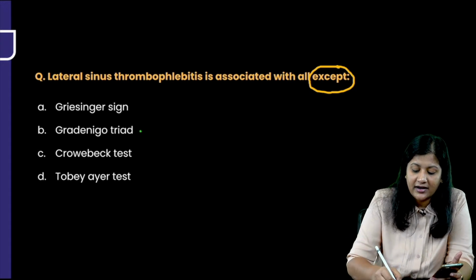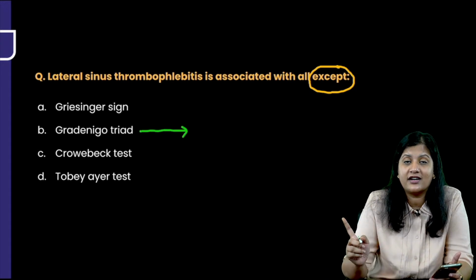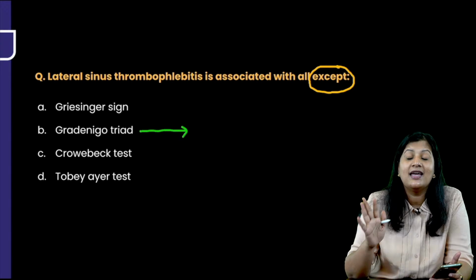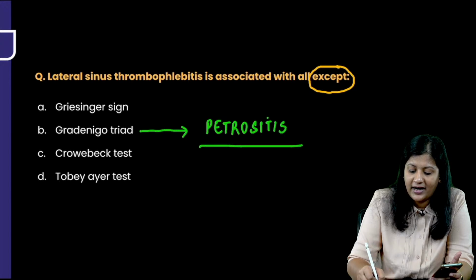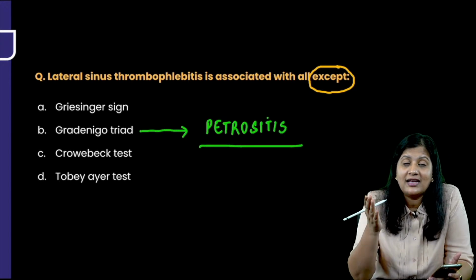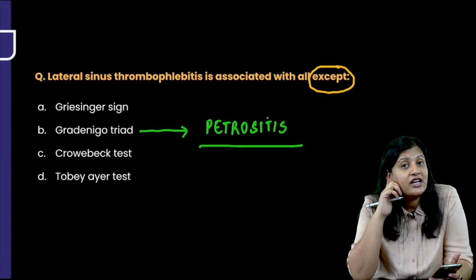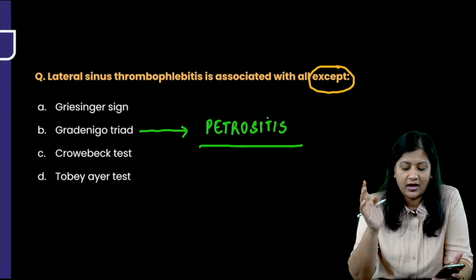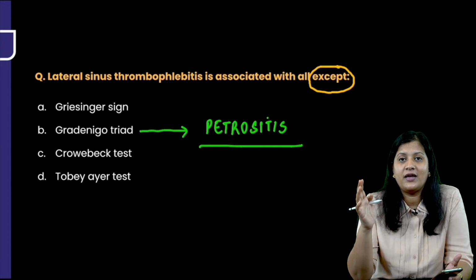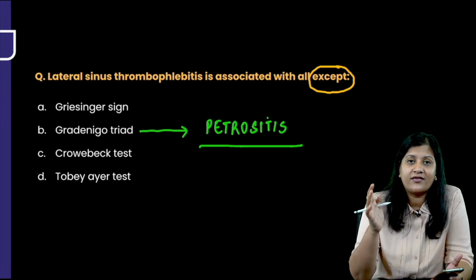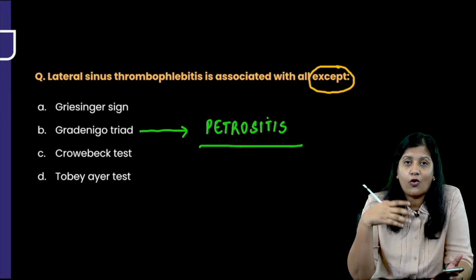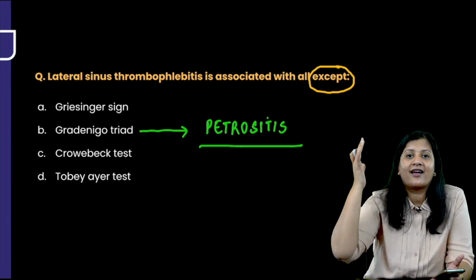We've seen that Gradenigo's triad is a feature seen in which condition? In the first few questions we discussed this. This is a feature that you see in petrositis, not in lateral sinus thrombophlebitis. It is associated with Griesinger sign where there is bluish discoloration and edema in the region of mastoid. Now what is Krobek's test and Toby-Ayers test? These are the tests which are clinically done to identify if there is lateral sinus thrombosis causing a raised intracranial pressure.